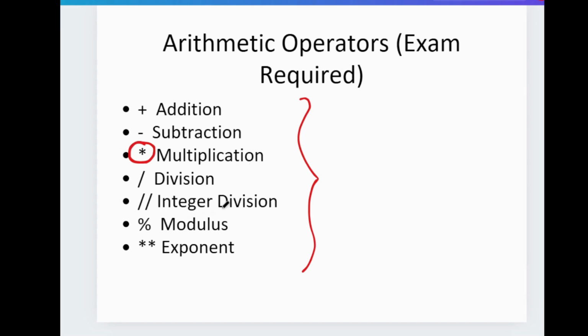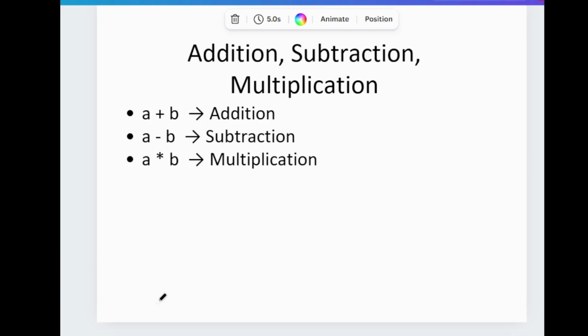Double forward slash is integer division. And this symbol, you must be aware of it, you may call it percentage, but in programming it is called modulus, or you may refer to it as mod. These three are very important, and many times in exams there are differences asked for them. Exponents is used for calculating power. Now I'll show you code, how we make use of it.